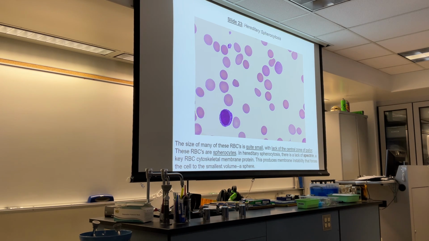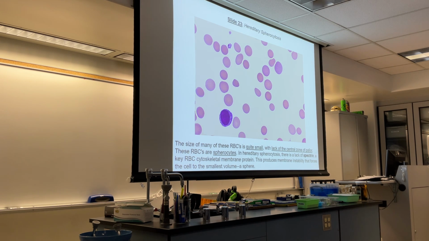The reason why they do not have that central zone of pallor, and remember I told you that central zone of pallor is indicative of that biconcave disc shape. Okay, so when you have that biconcave disc, remember you're pinching in the middle, which means that that middle portion is a little bit thinner. So when you're looking at red blood cells under a microscope, that thin portion should allow a little bit more light through. That's why it looks lighter, okay?